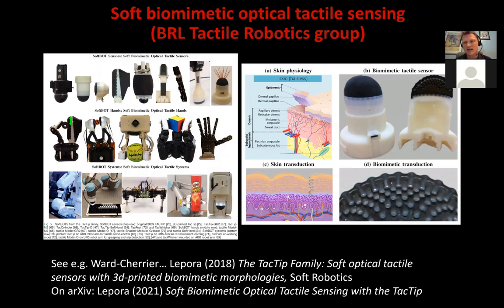The Tactile Robotics group at Bristol Robotics Laboratory focuses on soft biomimetic optical tactile sensors, in particular the TacTip, as it's known. This is a 3D printed biomimetic tactile sensor whose skin is designed to mimic the morphology and the transduction principles of human skin. We've integrated this sensor into many hands and robots. This work focuses mainly on the closed loop control, servo control, of this tactile sensor in interaction with natural objects. I point to a couple of reviews here, one that's just coming out and one that was published a couple of years back.